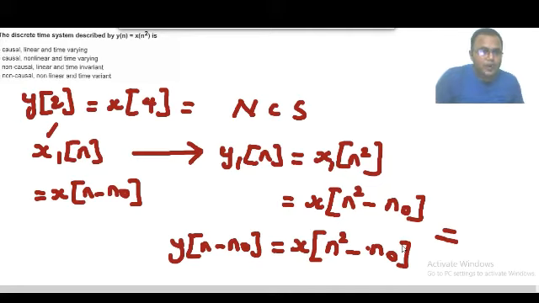So if you see the options here, the first option is causal, linear and time varying. No, it's not the case. Causal, non-linear. No. Non-causal, linear and time invariant. So the correct option is answer C. This is the correct option. So the system is a linear system, non-causal and time invariant system.